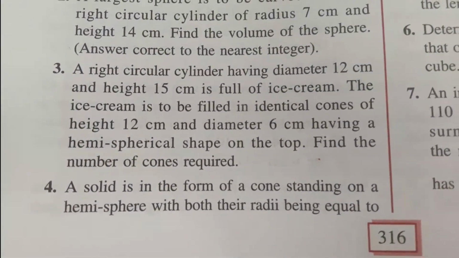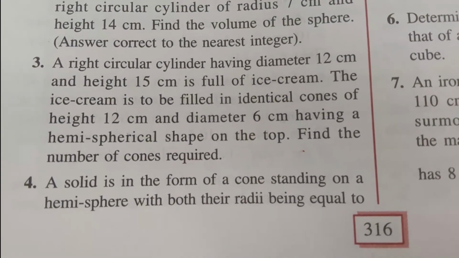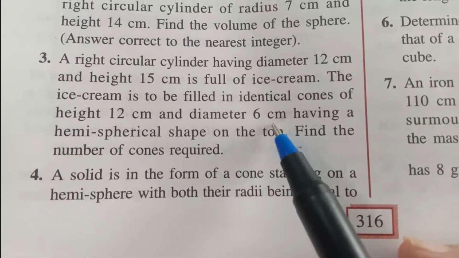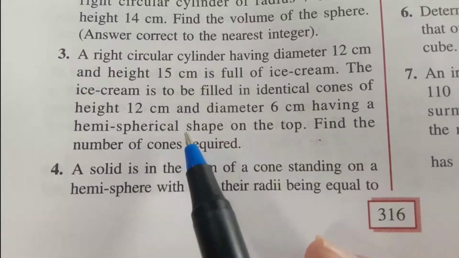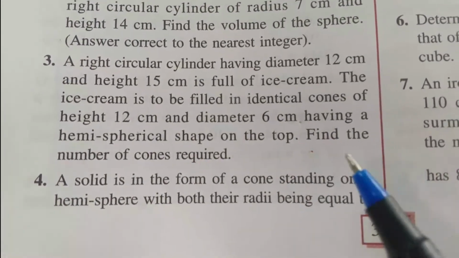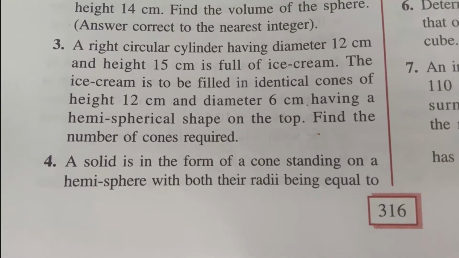The ice cream is to be filled in identical cones of height 12 centimeter. So from the cylinder you have to fill that ice cream in the cones whose height is 12 centimeter and diameter is 6 centimeter. You have to remove this part because hemisphere is not in syllabus. So the question will be only till here. You have to find the number of cones required. So how many cones are required?